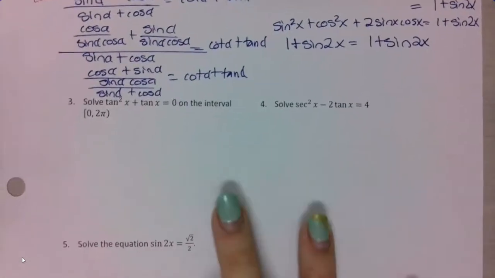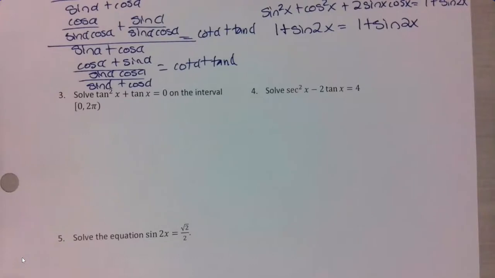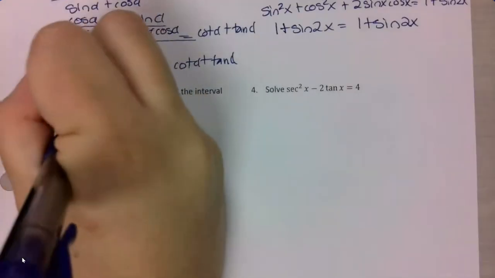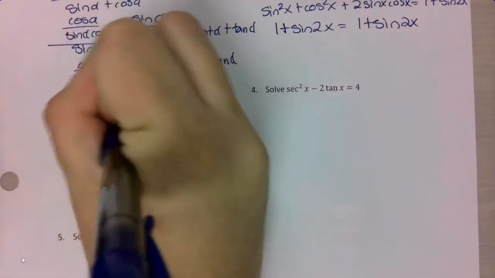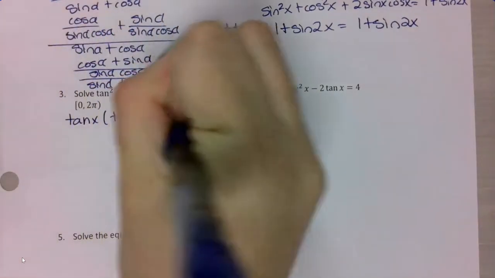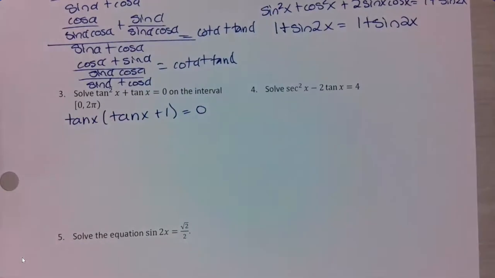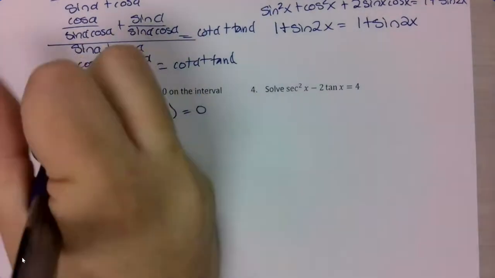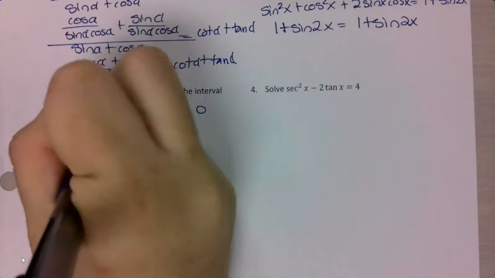Moving on to number 3. It wants me to solve tangent squared plus tangent equals 0 on the interval of 0 to 2 pi. I can factor out a tangent, which leaves me with tangent plus 1 in parentheses equals 0. Then I can use the zero product property to set each of these equal to 0.